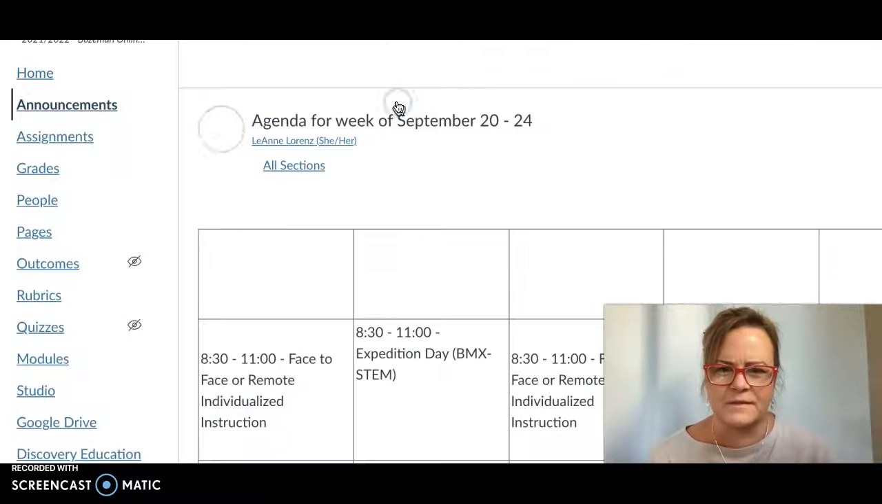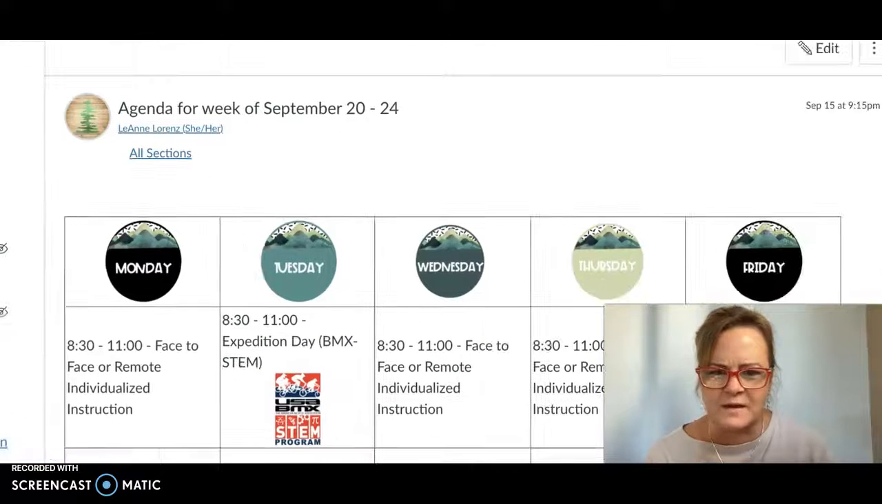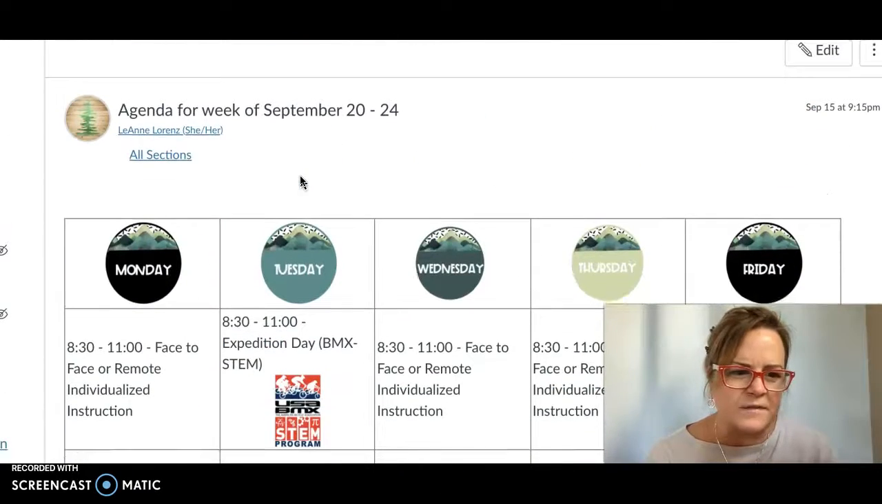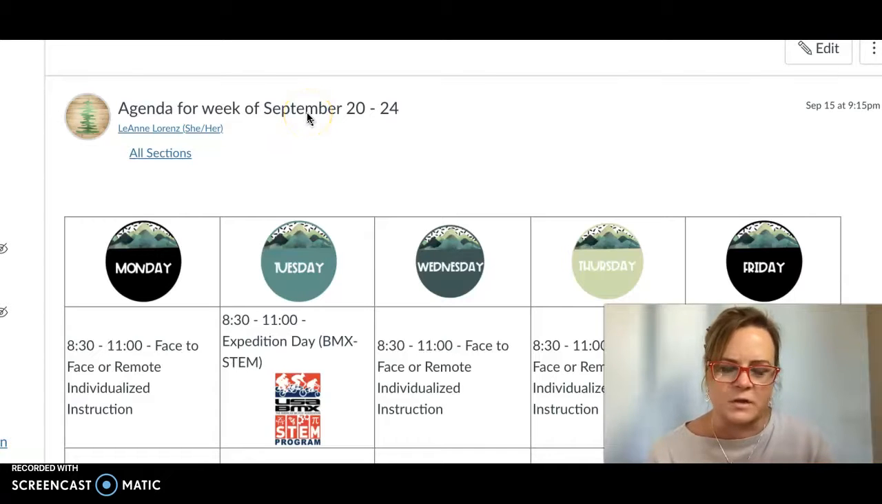The announcements are going to be where I place the agenda for the week. So you can see this is our weekly agenda for next week. Everything here that kids need. Of course, this is always up for revision based on the needs of kids in our group, but this is a general overview of that agenda.